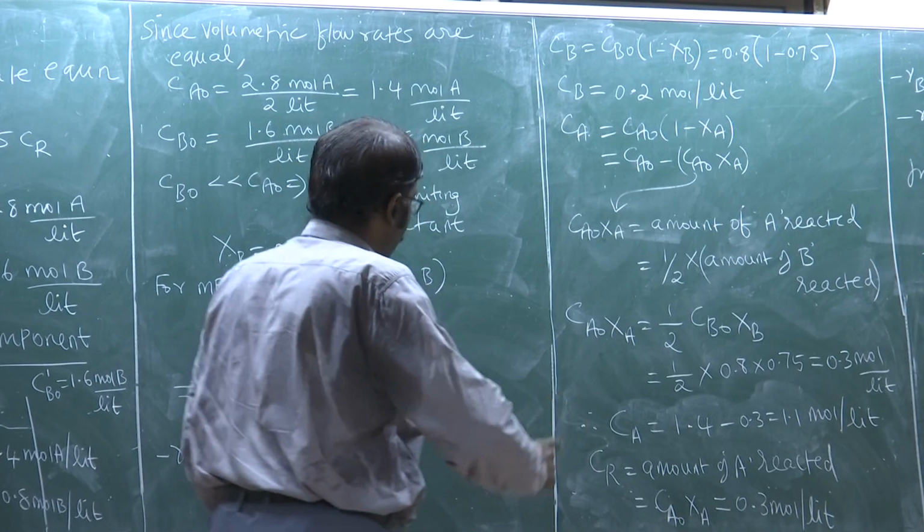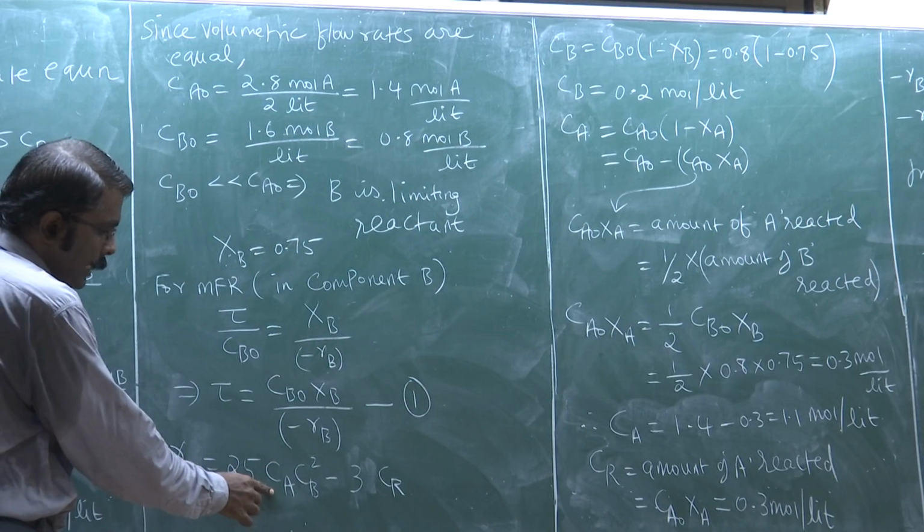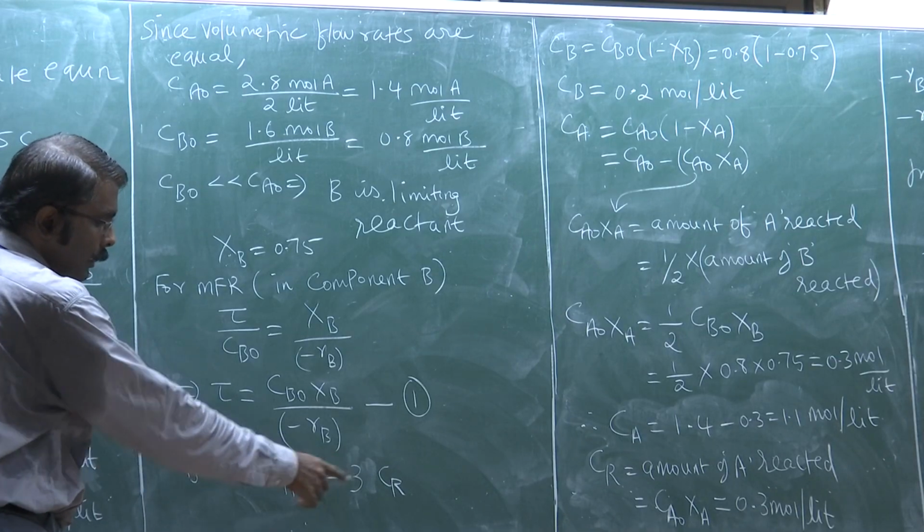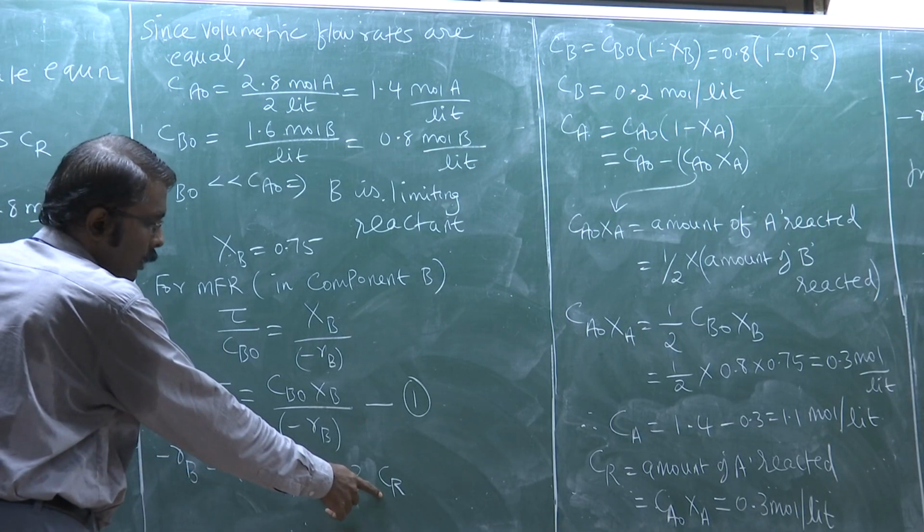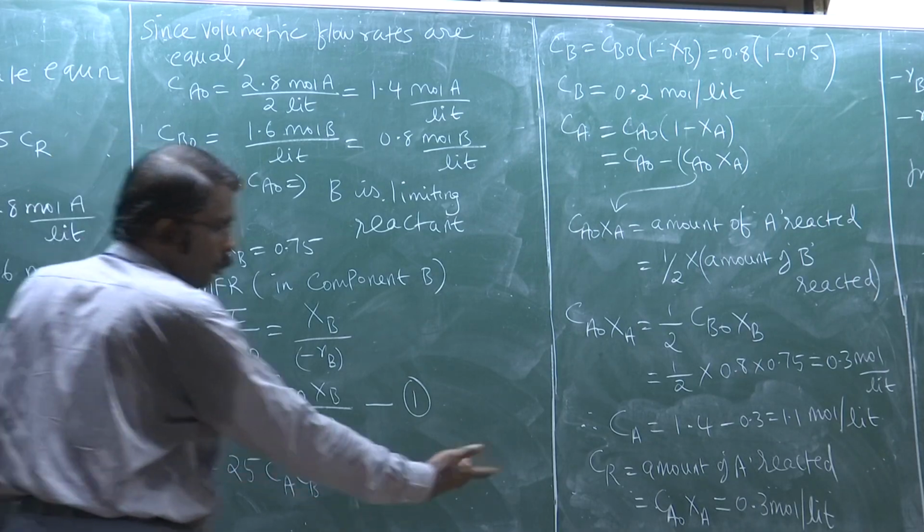Now, I think we need 3 values. CA, CB value we require, CR also we require. Now we got these 2 values. The last one to be found is CR. So how to find the CR value?